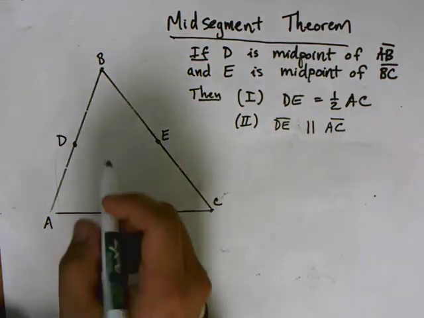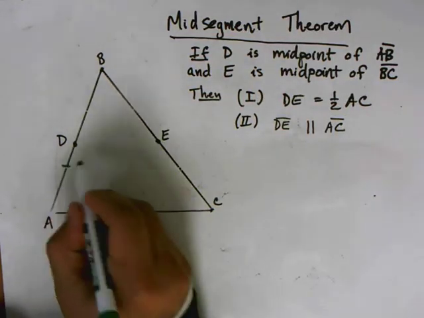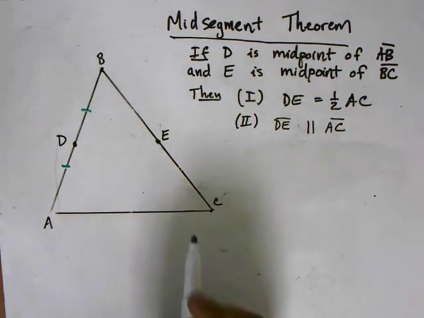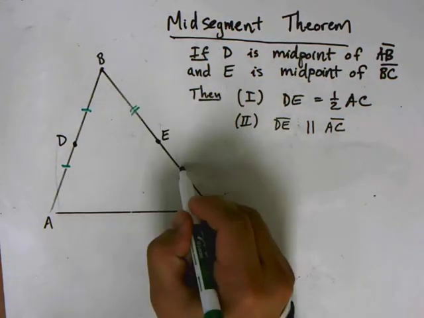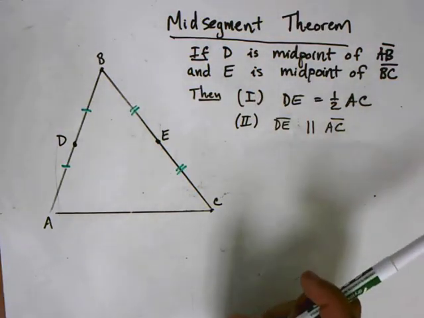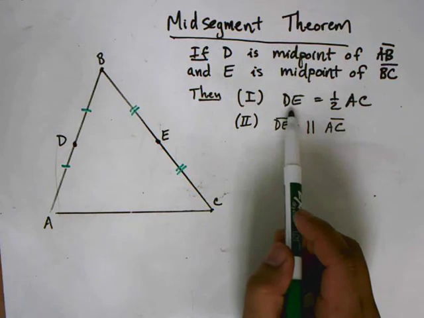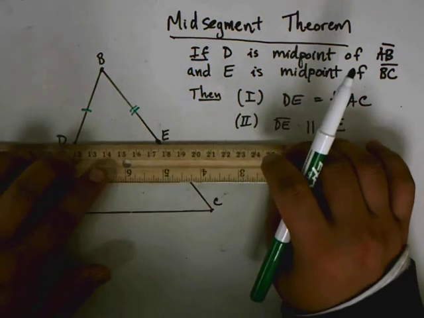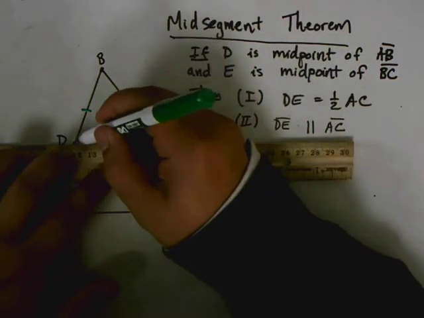So I can say that D is the midpoint of AB, so I can mark these congruent marks here, and E is the midpoint of BC, so I can make another set of congruent marks here. Okay. So if both of those conditions are met, then I can actually say two different conclusions. First, DE is 1/2 of AC. So let me just draw DE here, and DE is called the midsegment.